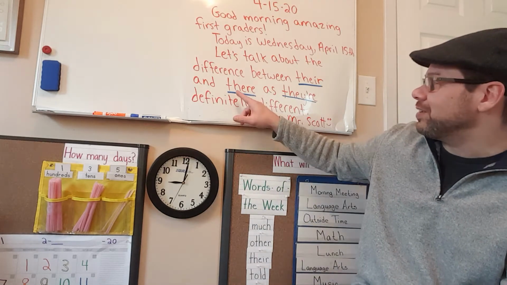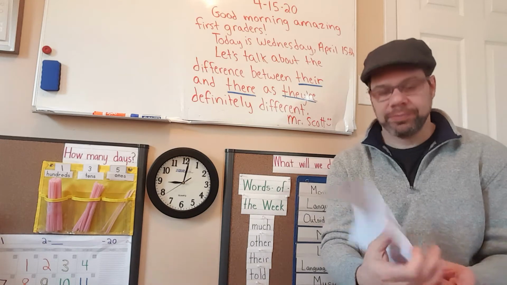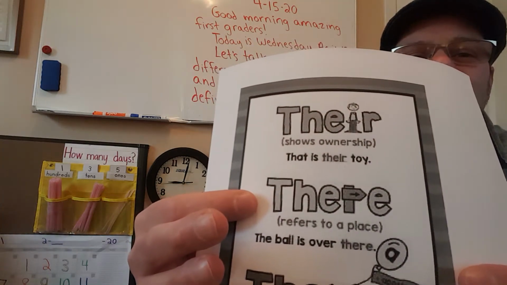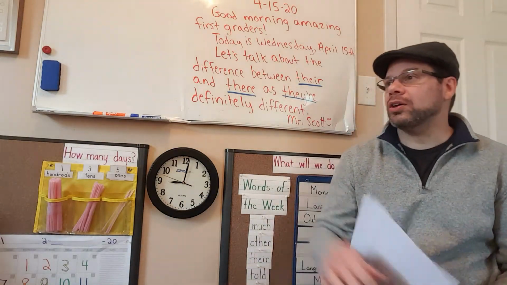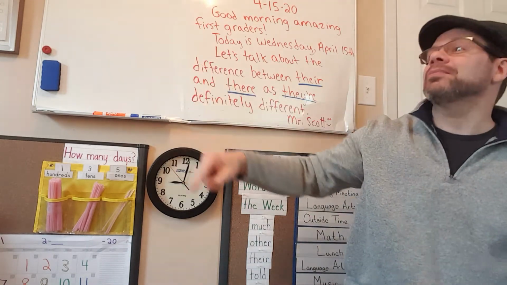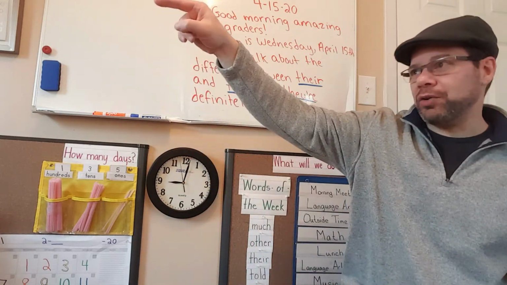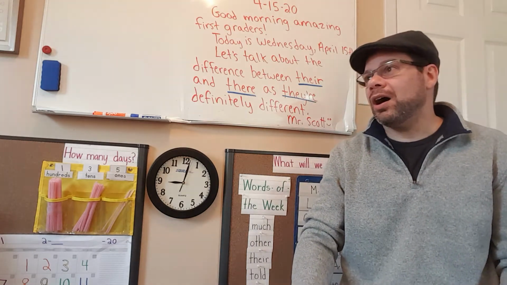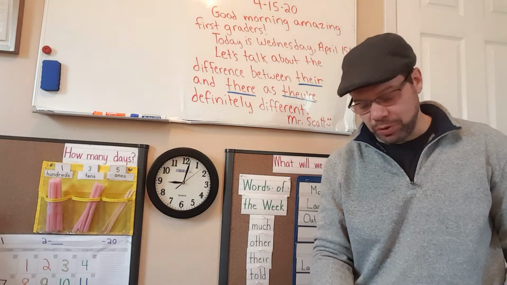Okay, ready? The next one is T-H-E-R-E. That one's right here. T-H-E-R-E. That refers to a place. The ball is over there. And it actually is. There's a ball right over there. I can almost see it. It's my son's ball that he plays with all the time. But it's actually right over there. T-H-E-R-E. So that refers to a place. My car is over there. Your book is over there. Those would be some more examples of that.